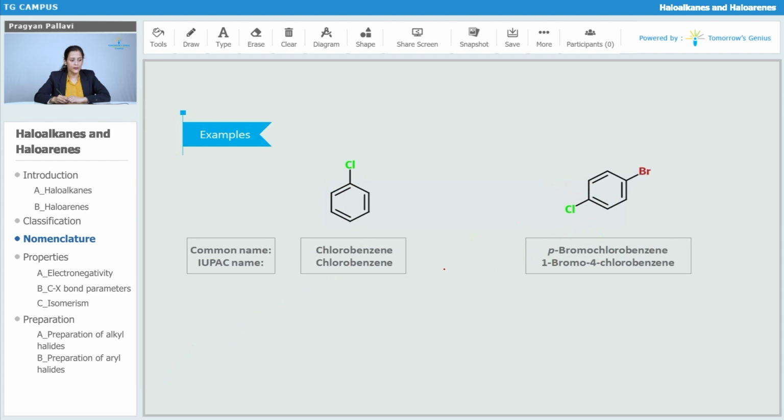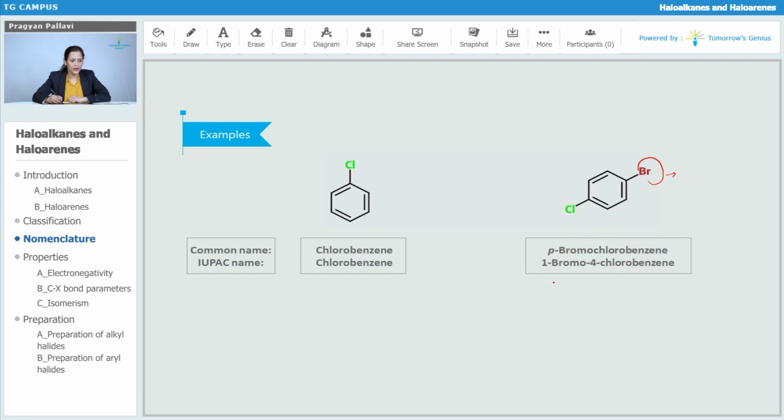Now let's take examples of haloarenes. Here we are having this chlorine directly attached to this benzene ring, hence its name will be simply chlorobenzene. Both the common name as well as the IUPAC name will be the same. And when we are having this chlorine and bromine attached to this benzene ring at para position, then the common name will be para-bromochlorobenzene. Now since bromine, B, is coming alphabetically before chloro, hence it is para-bromochlorobenzene.